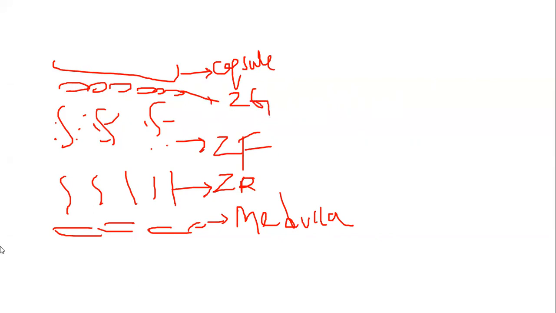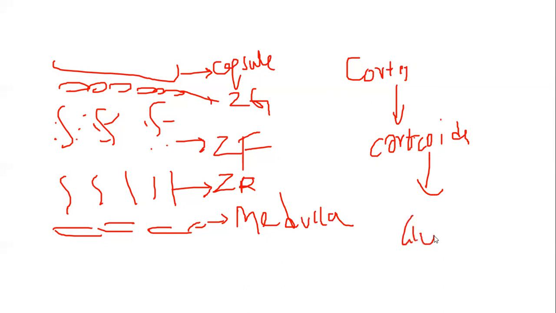So the adrenal cortex secretes many hormones. They are commonly called corticoids. The corticoids which are involved in carbohydrate metabolism are called glucocorticoids. So there are two types actually, glucocorticoids and mineralocorticoids.